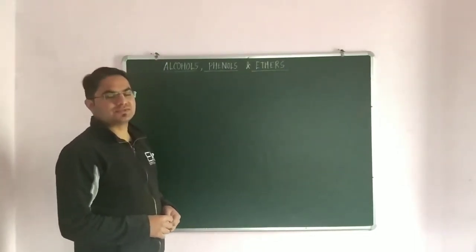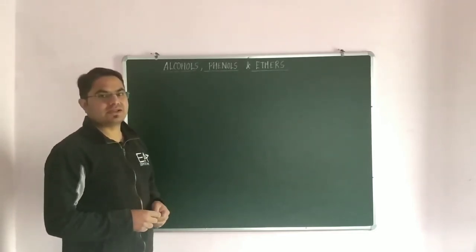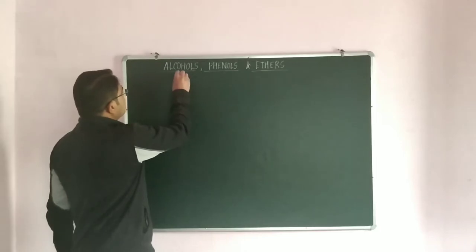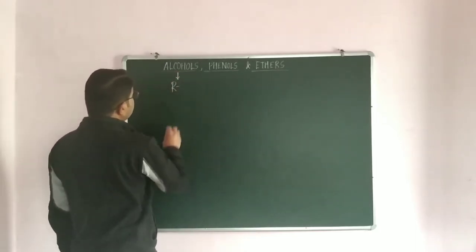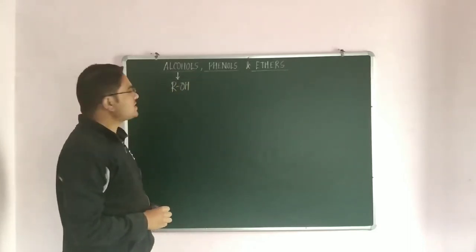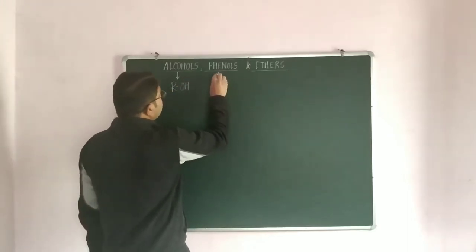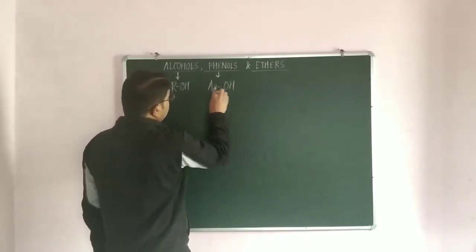Hello students, today I will start a new chapter, that is alcohols, phenols and ethers. So first, starting with the IUPAC nomenclature, and before that we first need to know the formulas used. For alcohol we use ROH as the formula. Then for phenols, these are aromatic alcohols, that's why we use ArOH.